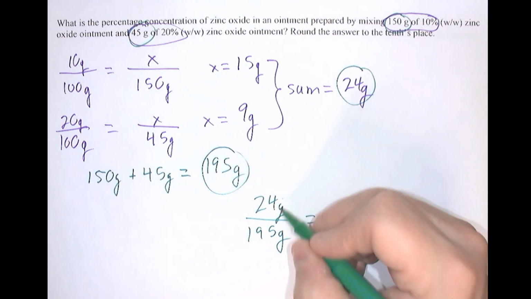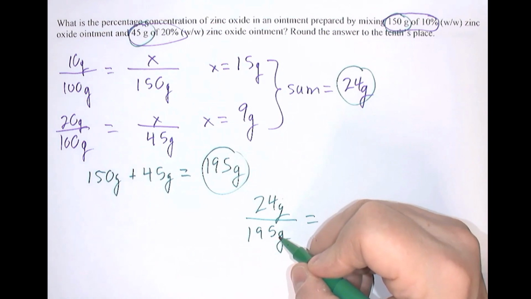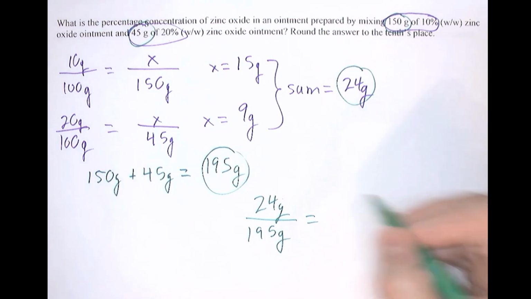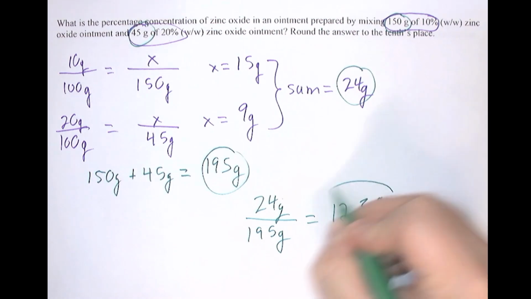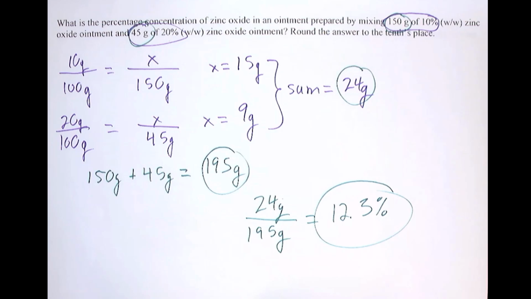Okay, so 24 divided by 195 times 100, and we're going to round this to the 10th place, you should get 12.3%. And again, that's our final answer there. That is the resulting percent strength.